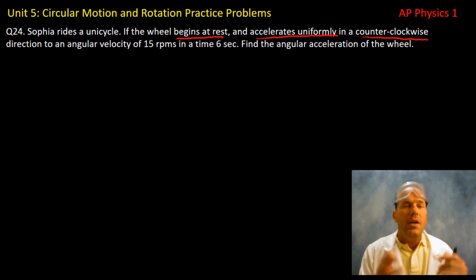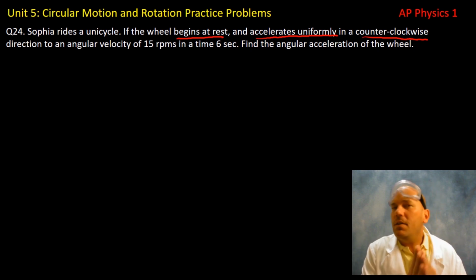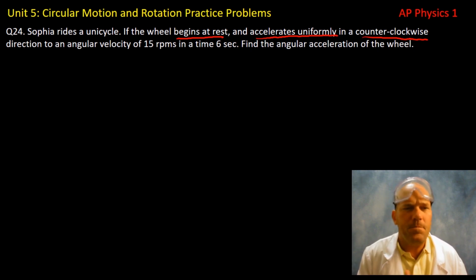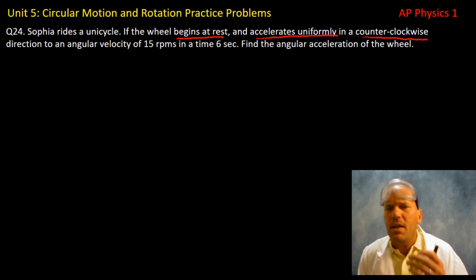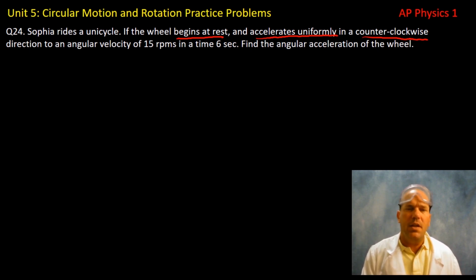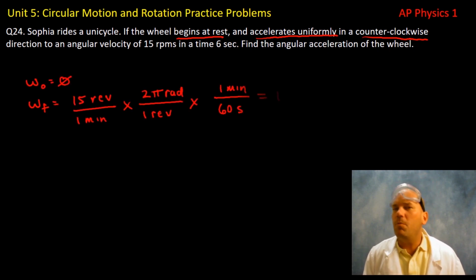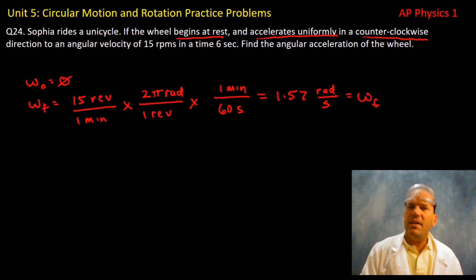All right, so let's see. The angular velocity is 15 revolutions per minute. In a time of 6 seconds, find the angular acceleration. So we're given revolutions per minute. Okay, so let's write down what we know, and let's go ahead and get our angular quantity figured out here.